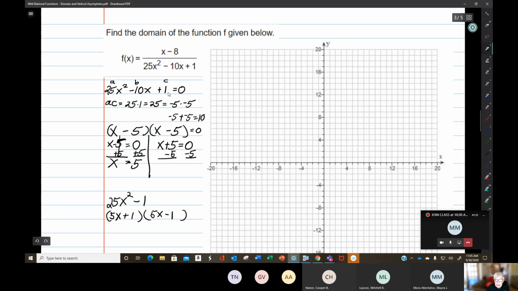But this gives me two negative 5s. So I'm not going to use plus on one and minus on the other. It's only minus. And so I add 5 to both sides, and what I get is x equals 5.